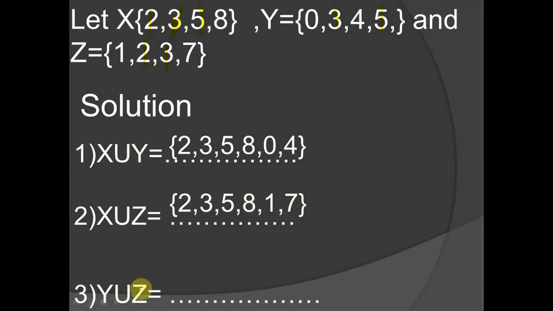Last one, Y union Z. Y union Z. We have the common element 3. Then the union is {0, 3, 4, 5} and {1, 2, 7}.